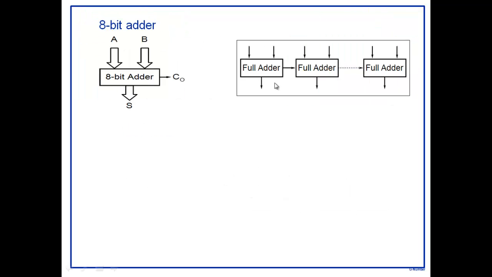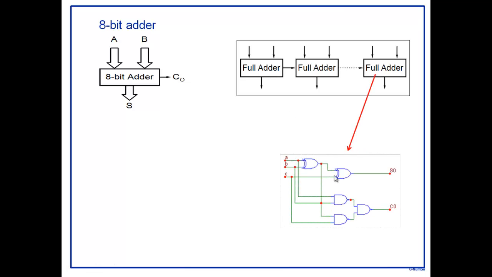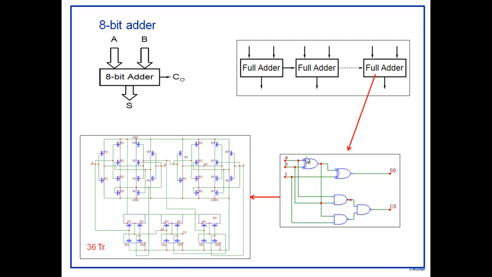Let's look at a full adder. Don't worry about the details here. A full adder I can implement using gates. One possible implementation is shown here, with NOR gates and NAND gates and all that. So you implement it with gates. Each one of these gates is implemented with transistors. This is an example of an implementation using MOS transistors, NMOS and PMOS, CMOS technology.